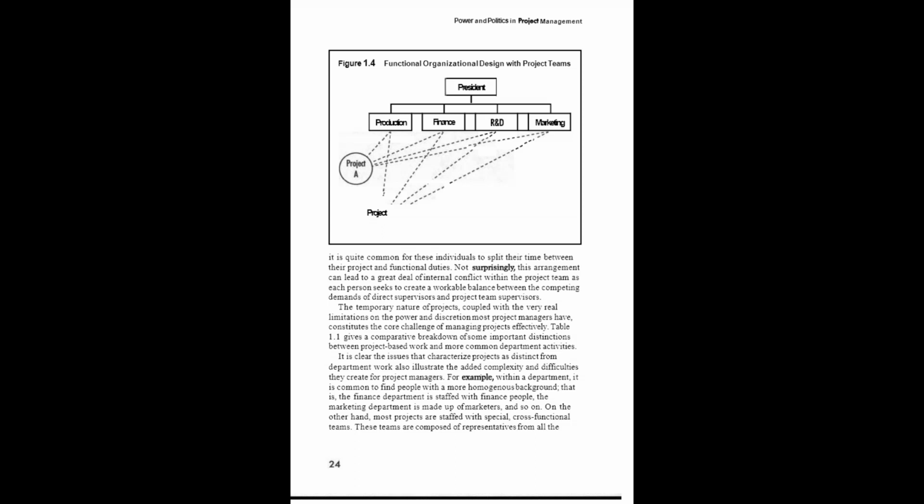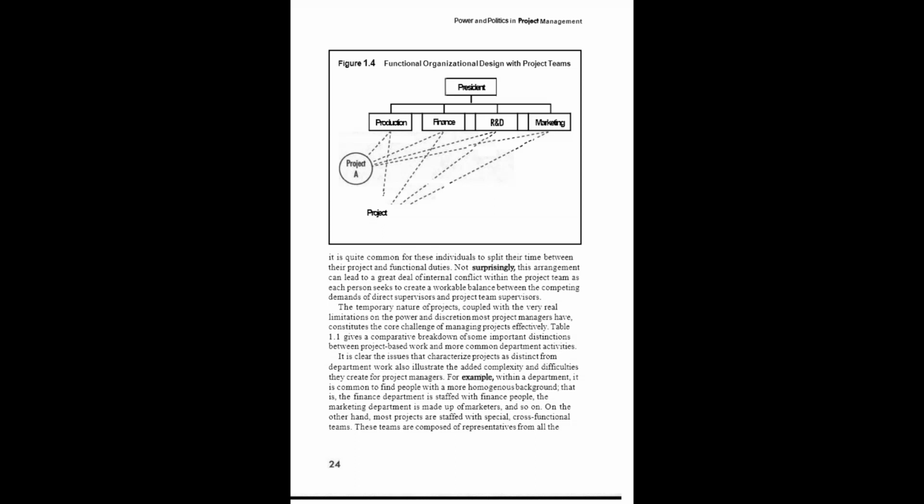Personnel who staff the vast majority of project teams serve on those teams while maintaining a link back to the functional department. In fact, it is quite common for these individuals to split their time between the project and the functional duties. Not surprisingly, this arrangement can lead to a great deal of internal conflict within the project team, as each person seeks to create a workable balance between the competing demands of direct supervisors and project team supervisors. The temporary nature of projects, coupled with the very real limitations on the power and discretion most project managers have, constitutes the core challenge of managing projects effectively.